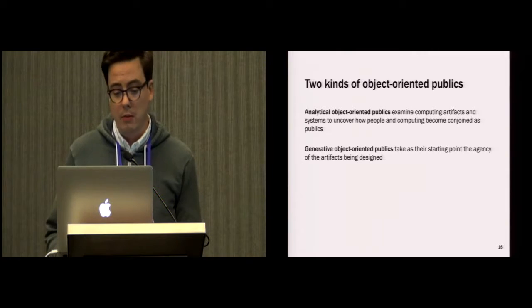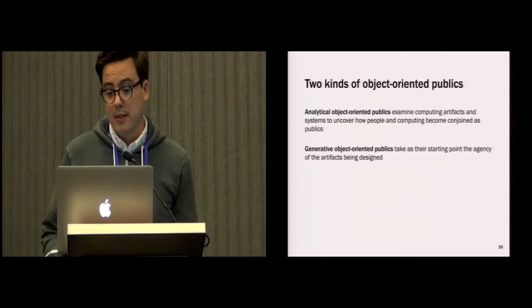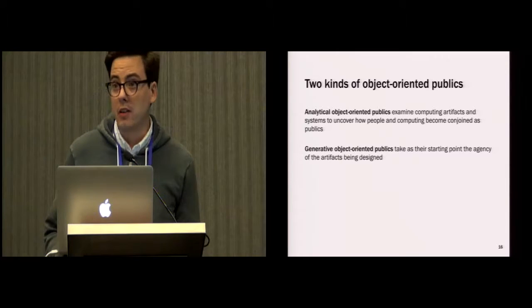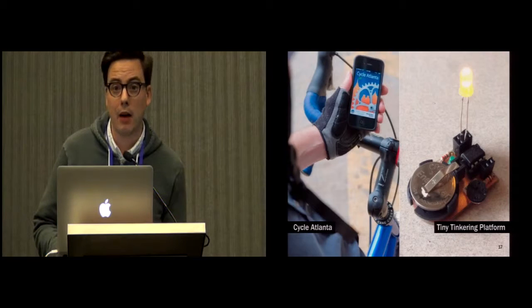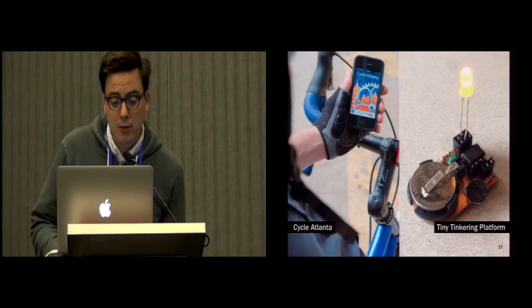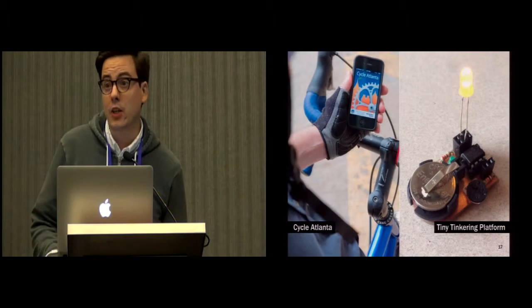The second is in using object orientation in a generative way. Generative object-oriented publics take as their inspiration the agency of the artifacts being designed. And so the case studies that follow will help us to describe this landscape of object-oriented publics. Our paper has more, but today I'm just going to talk about two. The first is Psycho-Atlanta, and the second is a tiny tinkering platform.